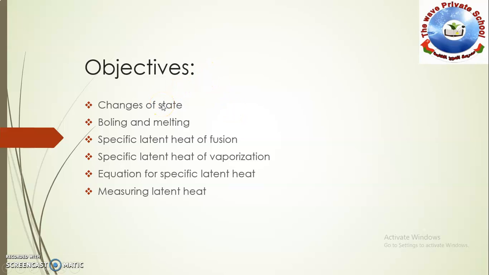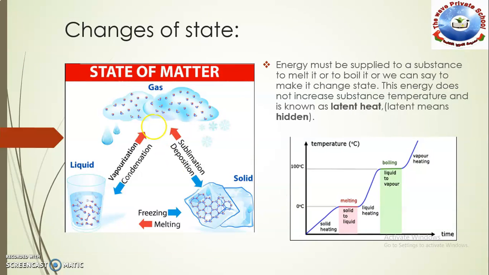First of all, we will see changes of states, then boiling point and melting point. After that, specific latent heat of fusion, specific latent heat of vaporization, equation for specific latent heat, and at the end we will see the experiment in which we measure latent heat. Now let's move and see changes of state.